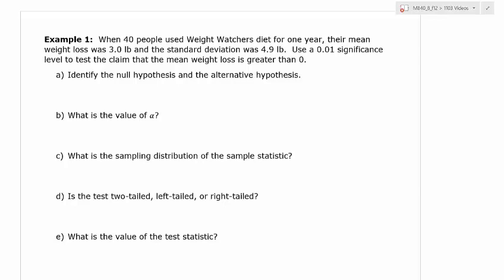Hello. In this video, we're going to be talking about just the basics of doing a hypothesis test and some of the different elements that you are going to need to find when performing a hypothesis test.